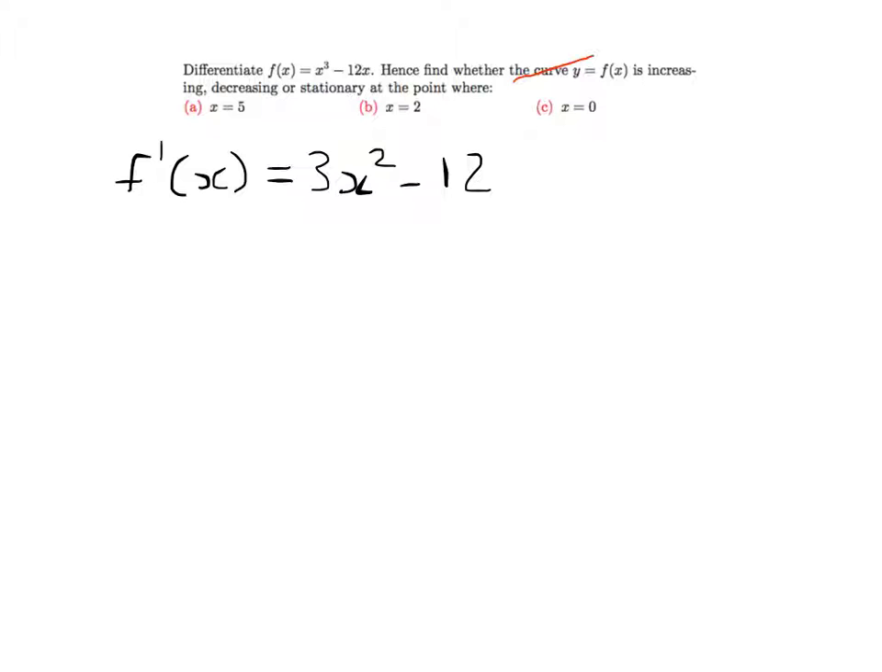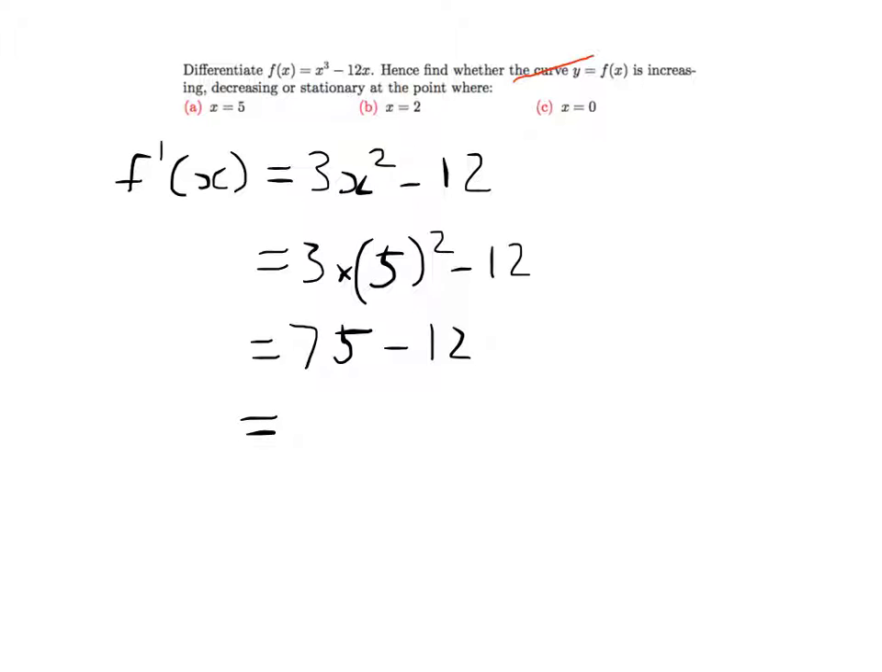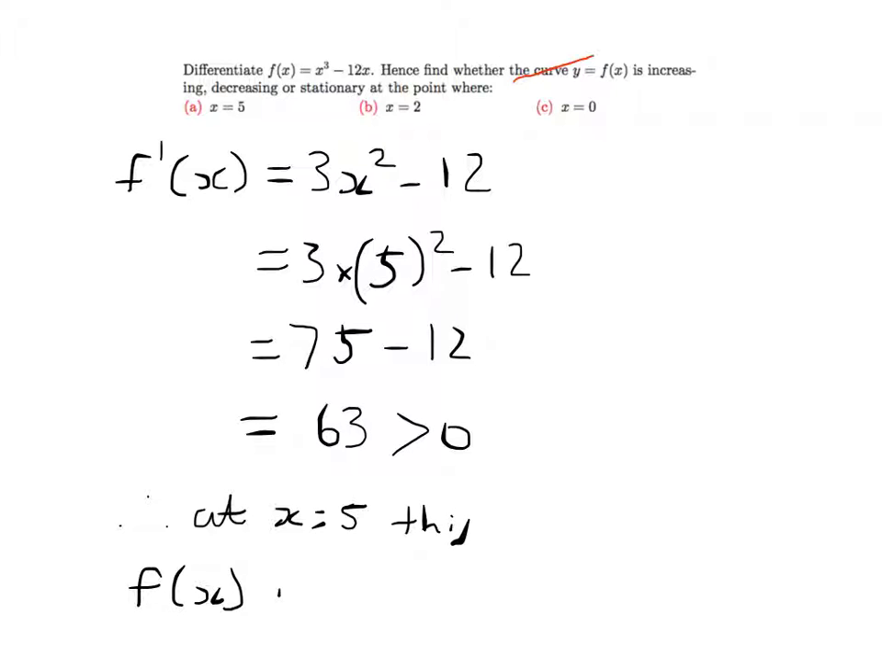So f dash x will be equal to 3x squared minus 12. Now let's look at the point where x is equal to 5. So when it's equal to 5, you end up getting 3 times 5 squared minus 12. So you get 75 minus 12, which is equal to 63, which, as you can clearly see, is greater than 0. Therefore, at x equals 5, this function is increasing.